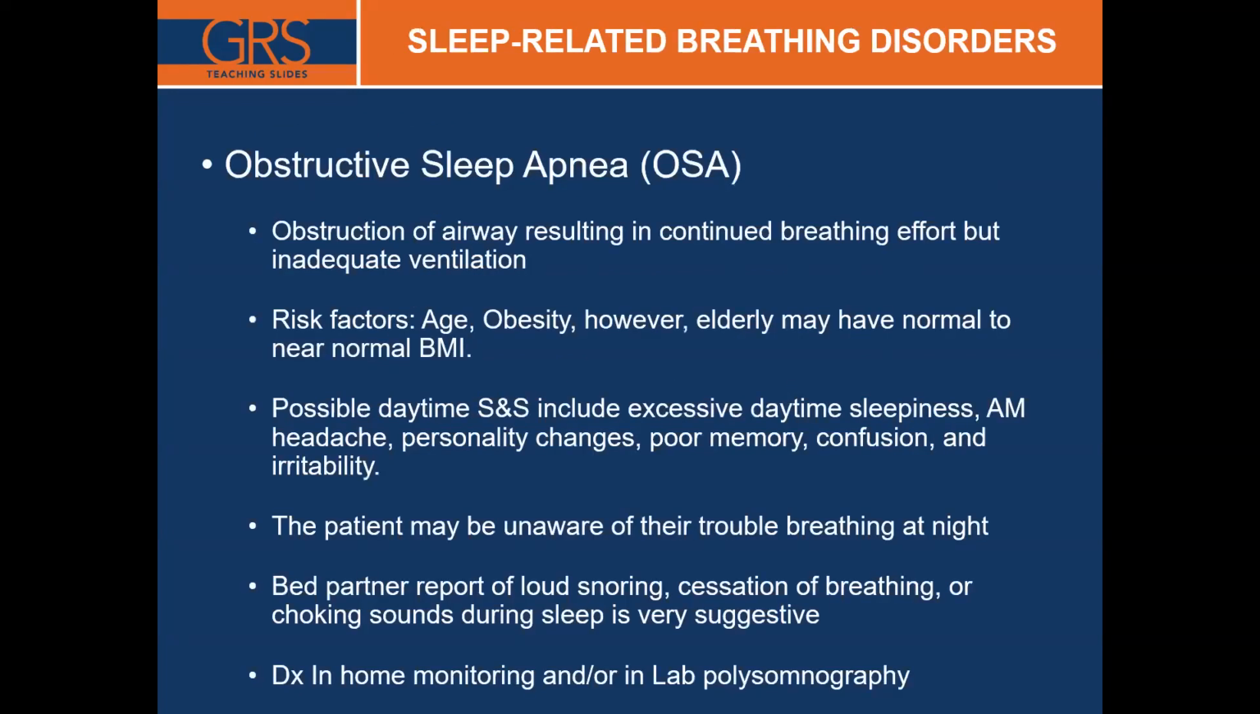Obstructive sleep apnea, that's when there's an obstruction in the airway, which disrupts our breathing efforts, or it disrupts our ventilation. The drive to breathe is still there, but there's an obstruction in the airway, so we're not ventilating as we normally would. This increases with age, obesity, the thicker necks. The elderly, however, may have a normal body mass index. So in the younger years, we have the prototypical person, morbidly obese, the thick necks, snoring, but the elderly may present a little bit differently.